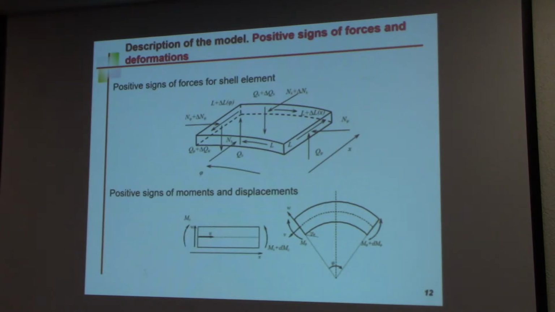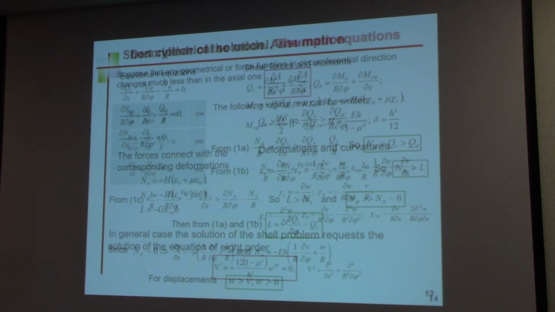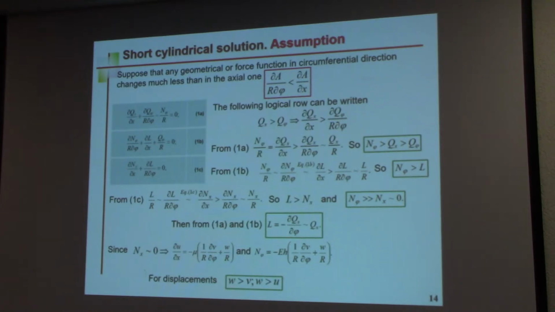Again, we'll have a sketch for stress resultants, equilibrium forces, and geometrical and physical equations. But now we won't solve this equation directly. We will divide it into two equations of fourth order, which can be easily solved. This will be done by assumptions. We will divide our solution into a short one and a long one.